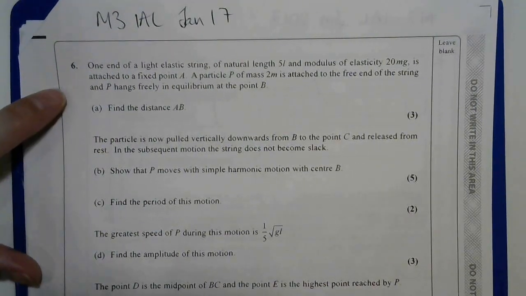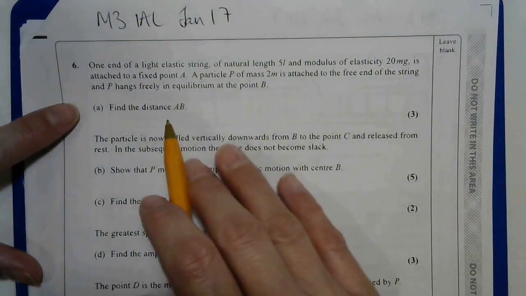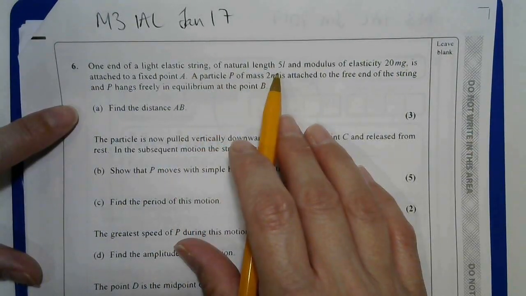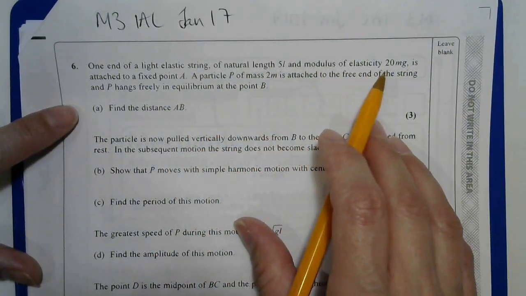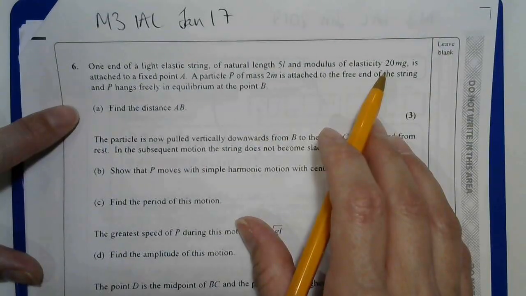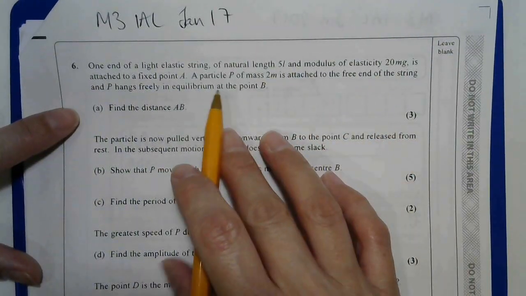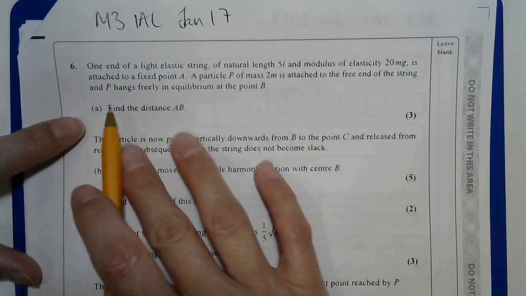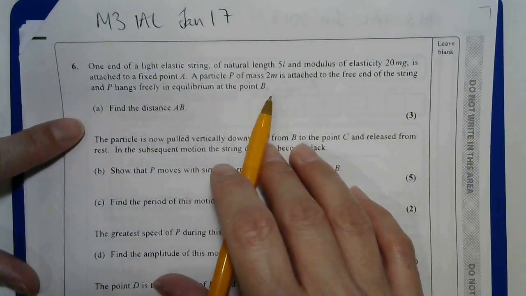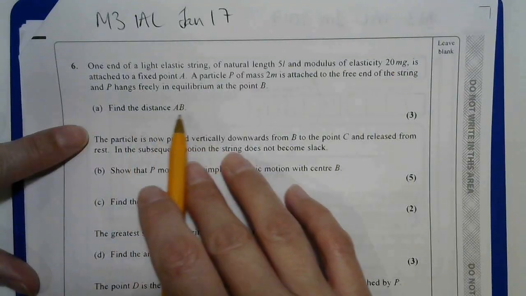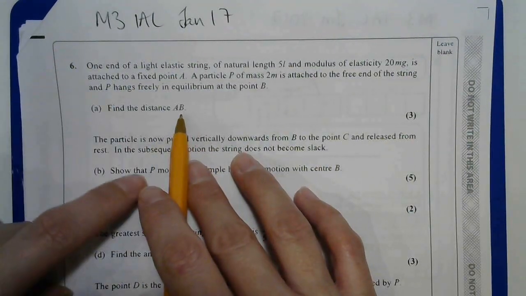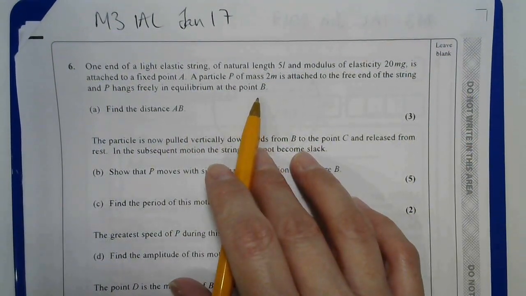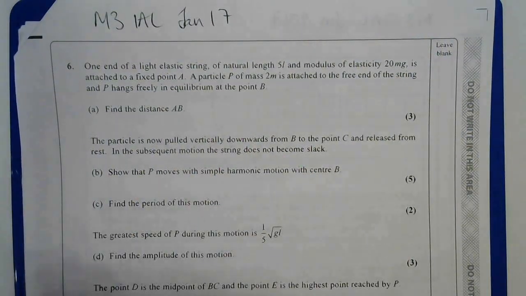This is question 6. We have one end of a light elastic string of natural length 5L and modulus of elasticity 20mg attached to a fixed point A. A particle P of mass 2m is attached to the free end of the string and P hangs freely in equilibrium at the point B. Find the distance AB, from the fixed point to B where the particle is hanging freely.